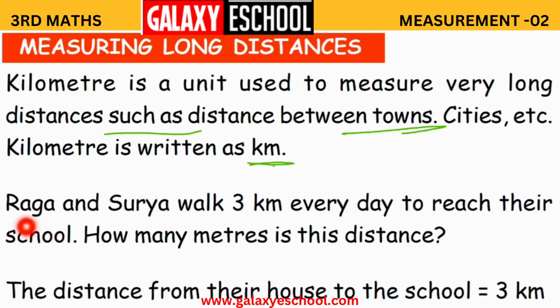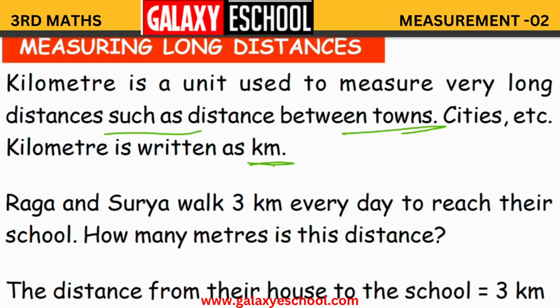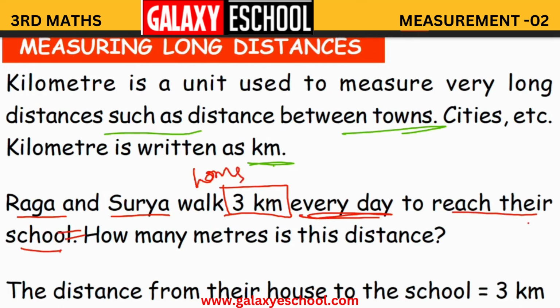Now if you have a question here: Raga and Surya walk 3 kilometers every day to reach their school. How many meters is this distance? What are they saying? Our two friends Raga and Surya both walk a distance of 3 kilometers every day to reach their school. From their homes to reach their school, they have to walk 3 kilometers. Now, how many meters is this distance?